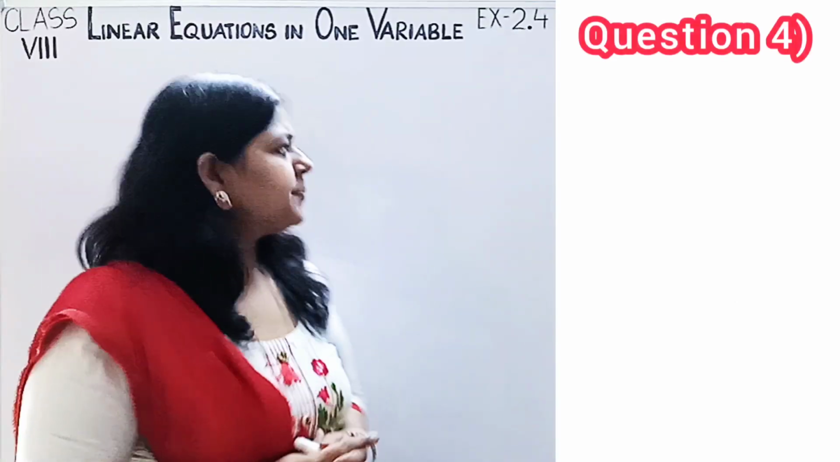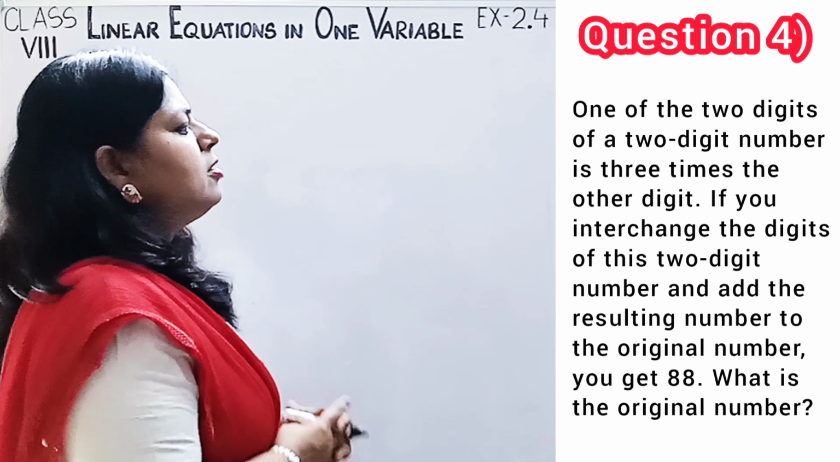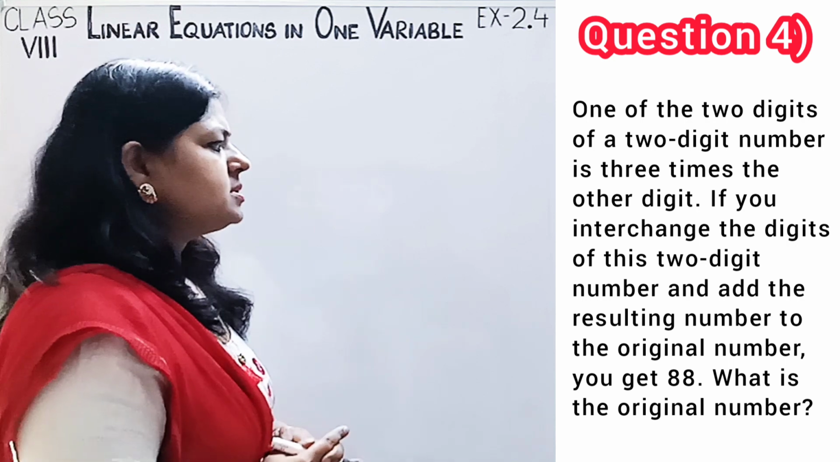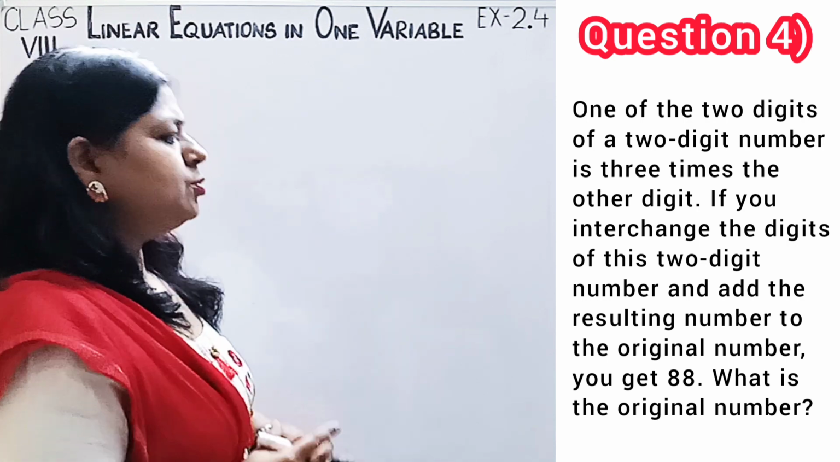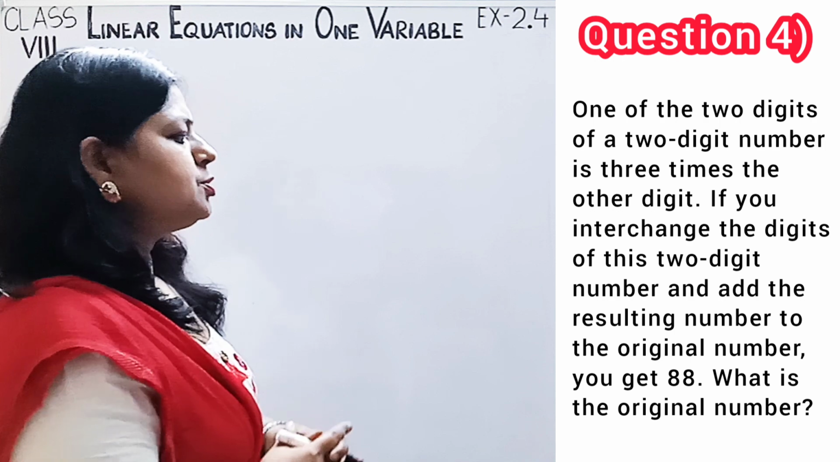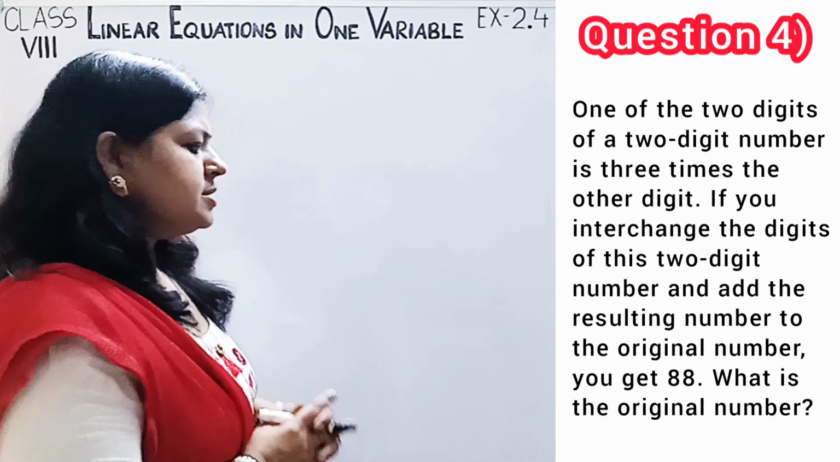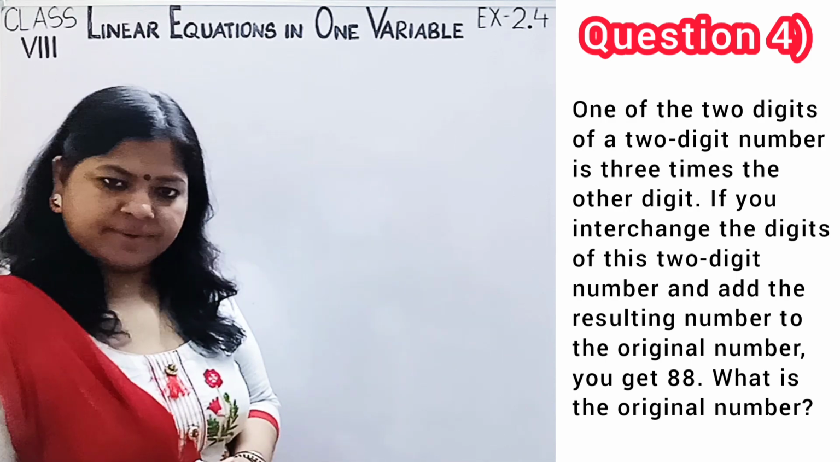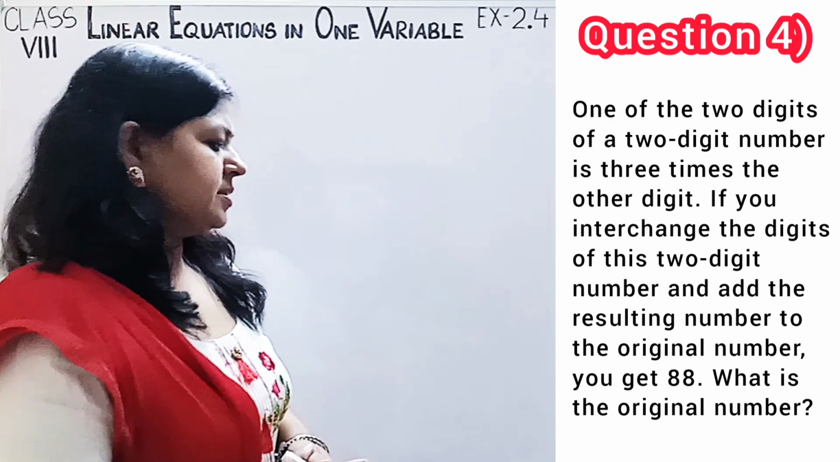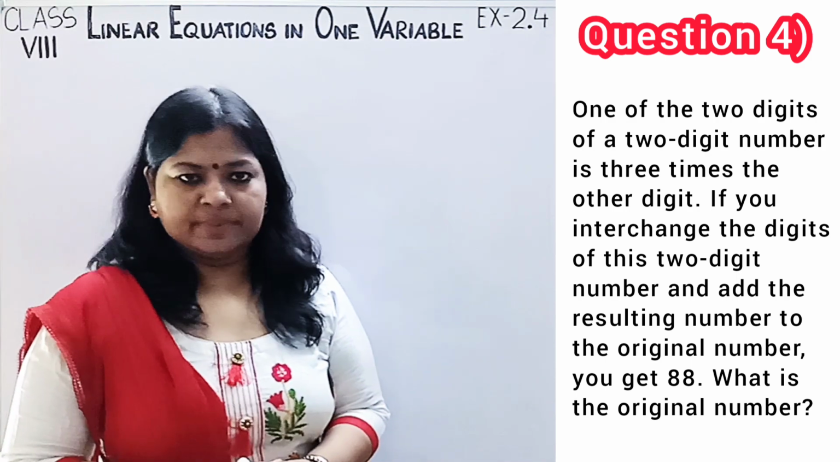Question number 4. One of the two digits of a 2-digit number is 3 times the other digit. If you interchange the digits of the 2-digit number and add the resulting number to the original number, you get 88. What is the original number? So here we have to find the number.